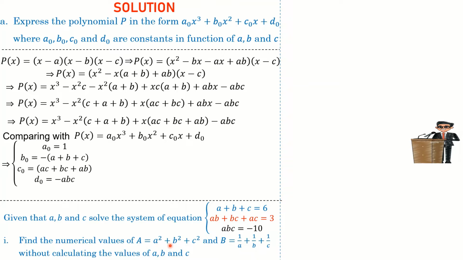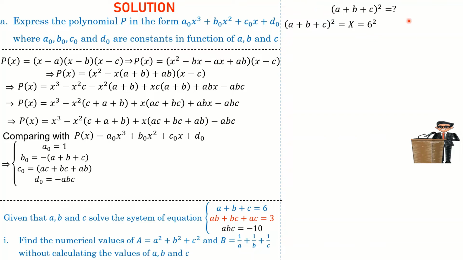So we need to find this sum without getting the individual values of the constants a, b and c. So let's begin with this sum, finding a squared plus b squared plus c squared. Now we are going to use the information that has been provided. We know that if we square this a plus b plus c, we are definitely going to get this quantity inside here, a squared plus b squared plus c squared. So let's look for a plus b plus c all squared, what it is.